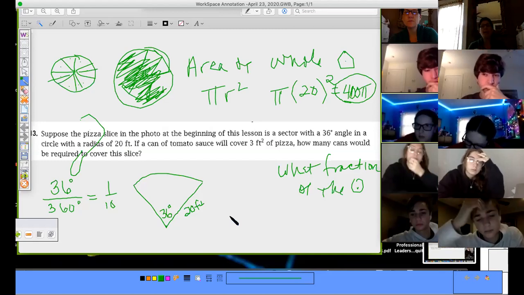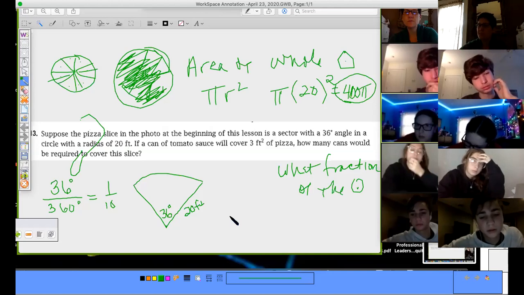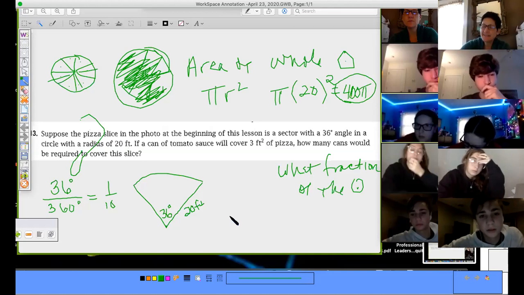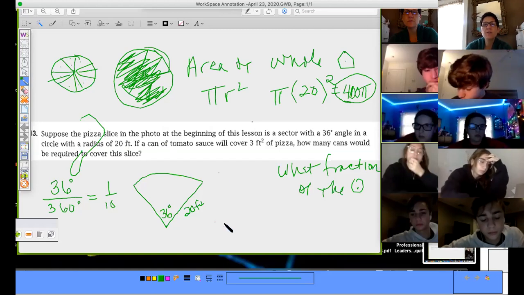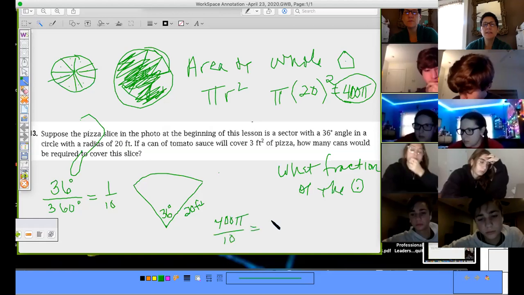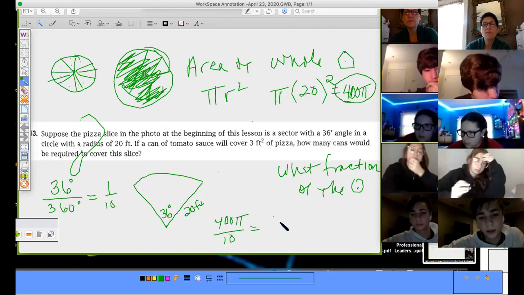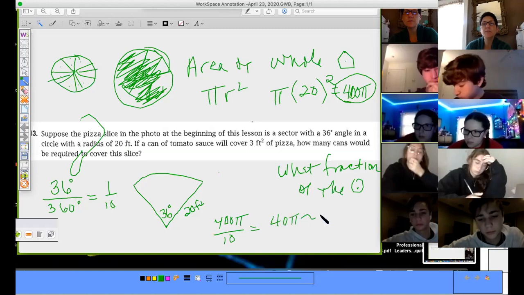We only want how much of the pizza? 1/10. So what are we going to do? Divide by 10. Yes. So we're going to take the 400 pi and divide by 10, because that's 1/10 of the pizza. And that's going to give us 40 pi, which is about how much? Can you guys multiply out 40 pi for me?